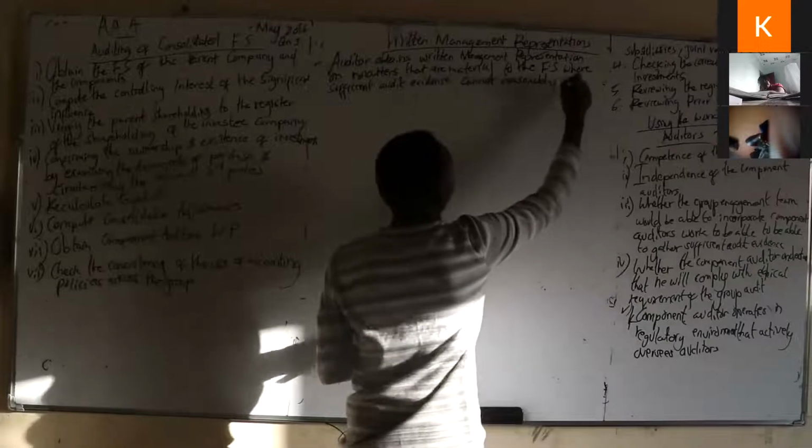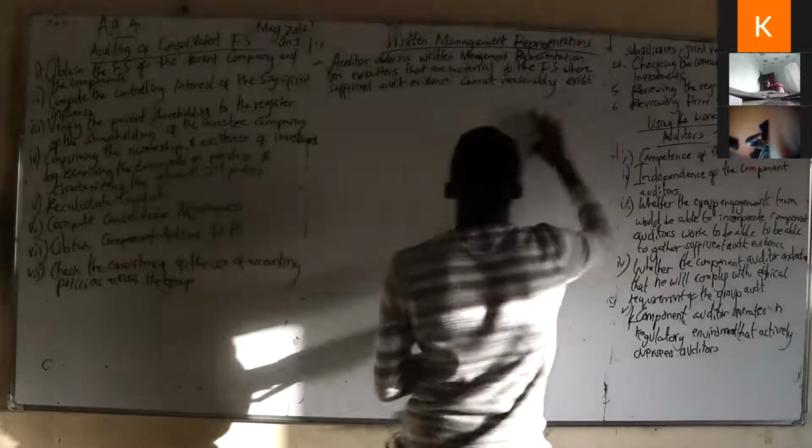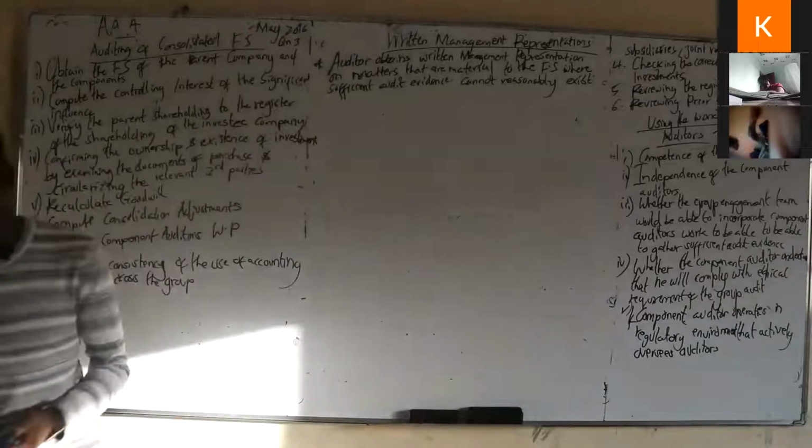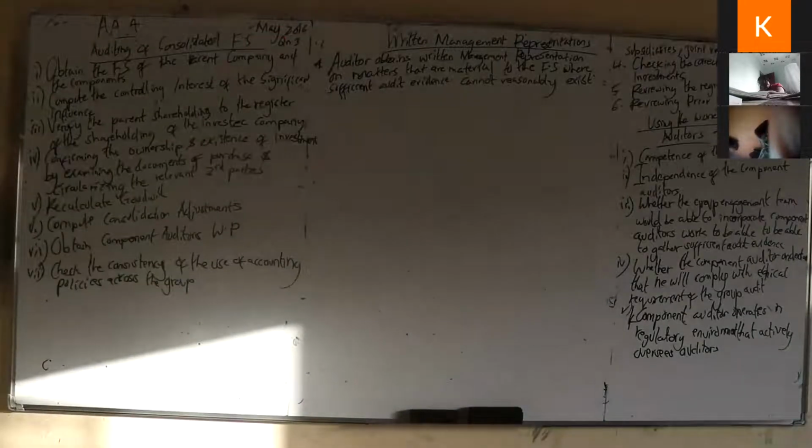So you will look at this also in detail. We are saying that written management representations are those forms of representation from the management whereby they help the auditor gather enough audit evidence on the items that he cannot verify on his own. So they are very important in an audit of companies.